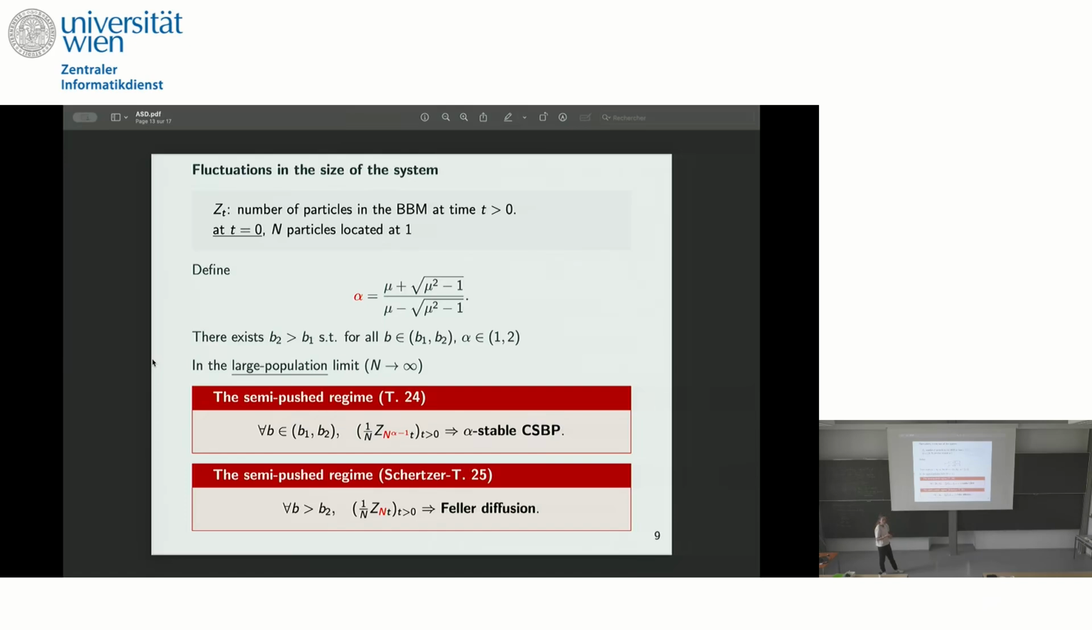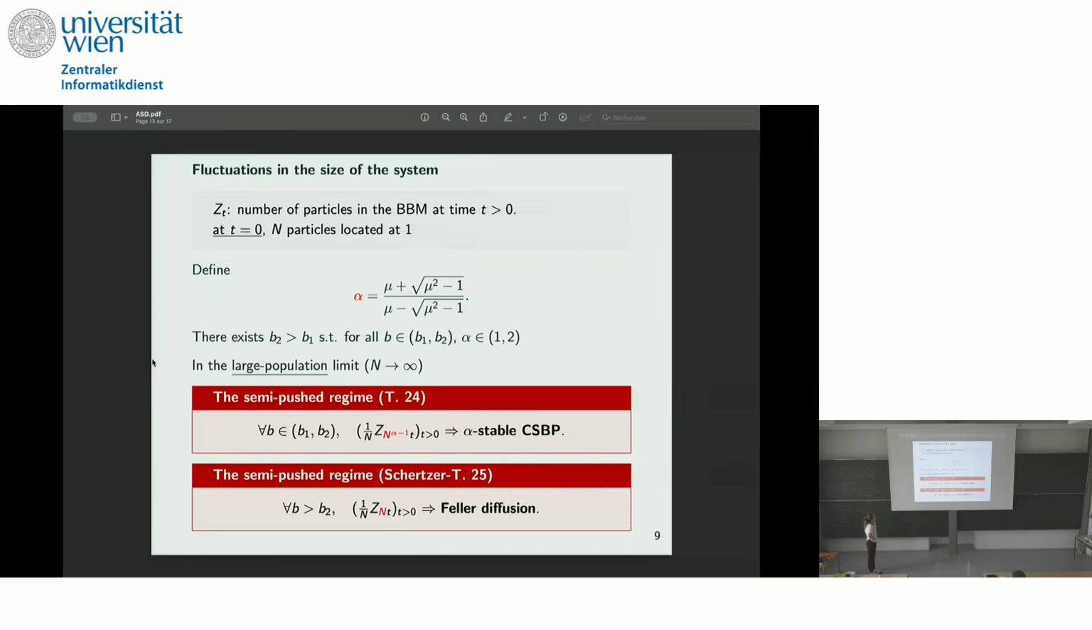Here we'll do the same, but we'll study the fluctuations in the size of the system. So I will denote by Z_t the size of my system at time t, and at time 0, I will start my system with N particles located at 1 to mimic this step function in the particle system. And here N will play the same role as before. It's a demographic parameter that is meant to be large.